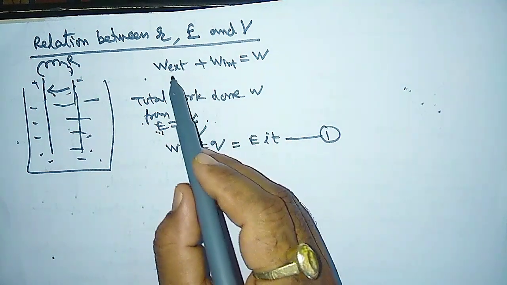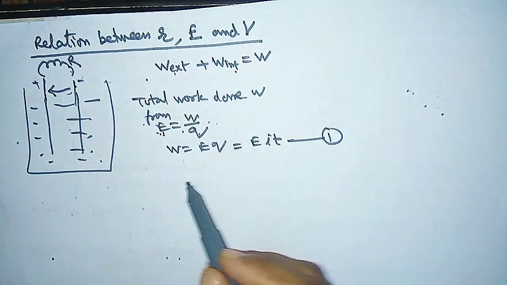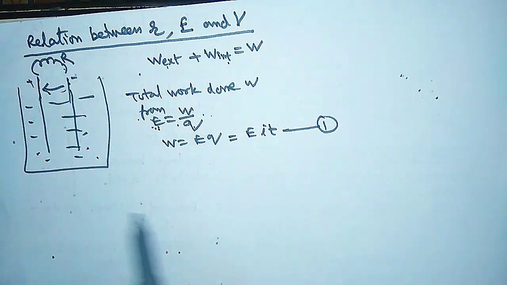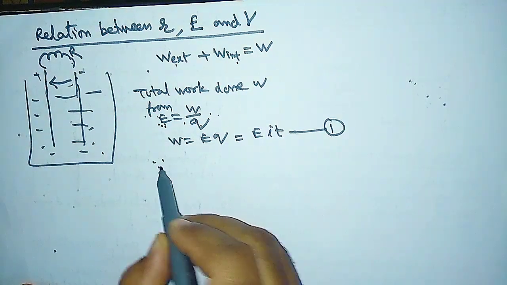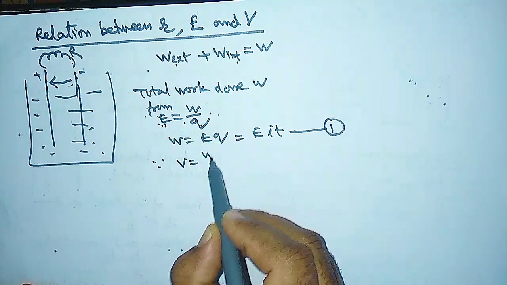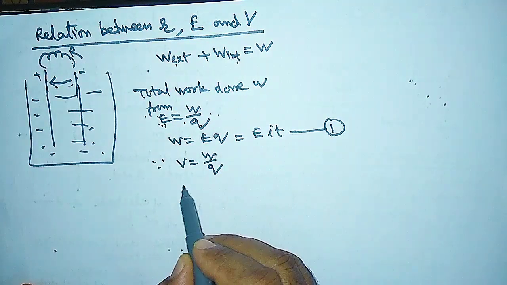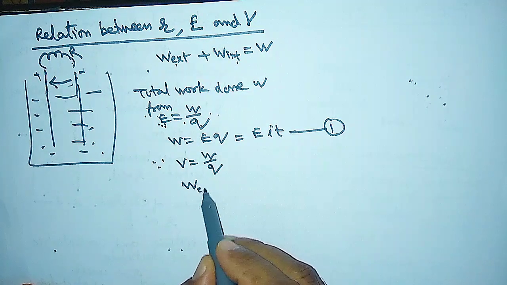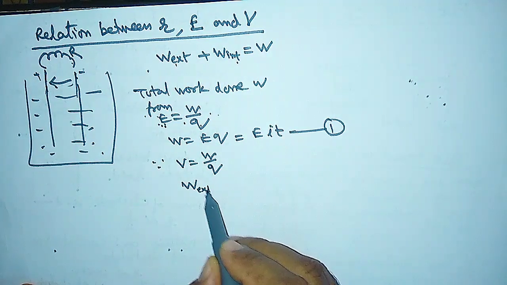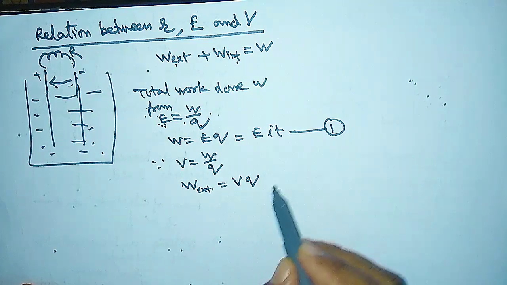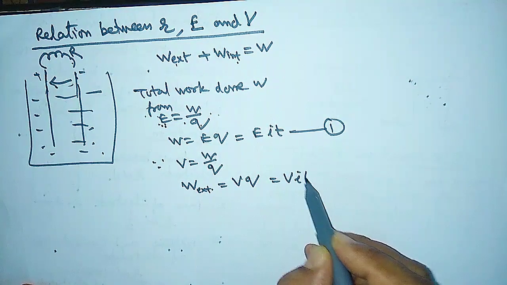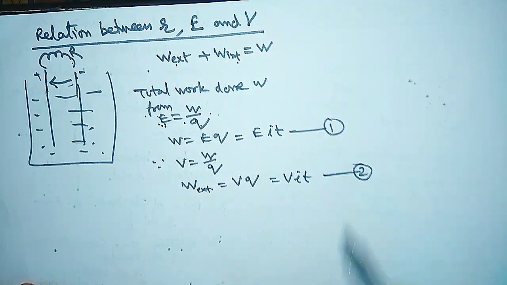Now to find the external and internal. External work done, from the definition of the potential difference. Since V is equal to W upon Q, W external is equal to V into Q, and Q is equal to IT. So it is VIT. This is the second equation.